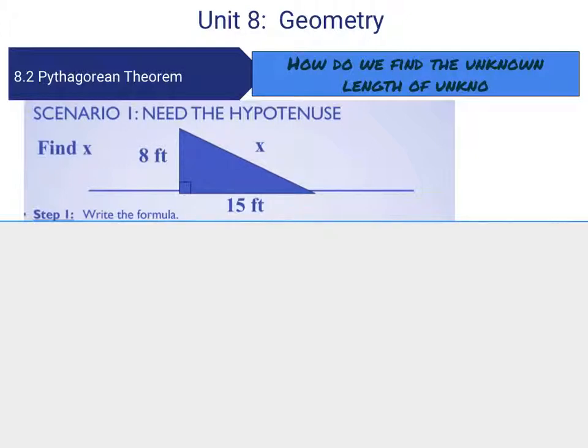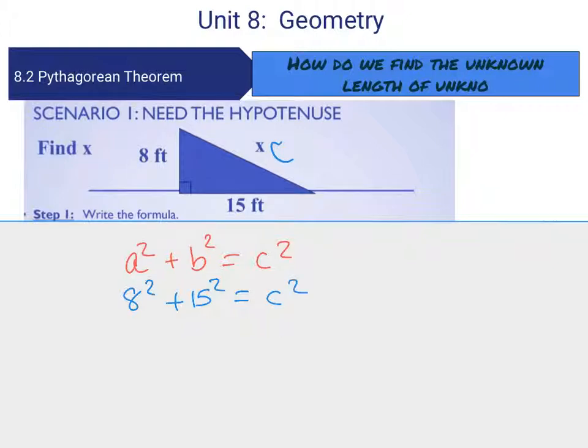Whenever you're given a right triangle, if you're asked to find the length of the side, you use the Pythagorean Theorem, which is a squared plus b squared is equal to c squared. You already said to me that A was 8 and B was 15. C is my unknown, okay? C, not c squared, C. They want to know what C is equal to.